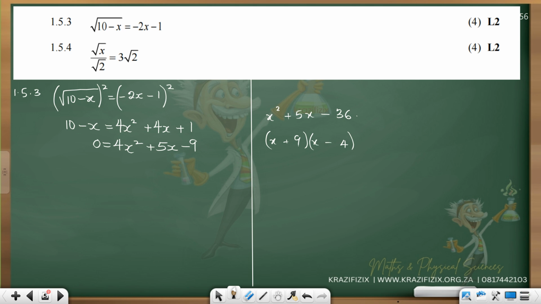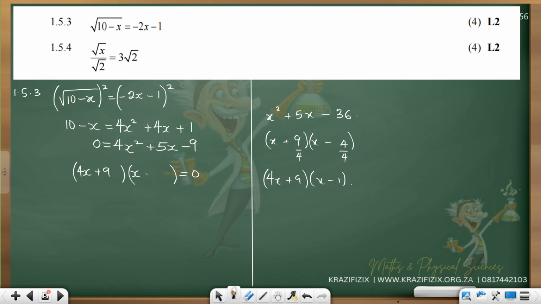Okay, 9 minus 4 is 5. Remember, we're multiplying by 4, so what do we do? We divide by 4. This gives us 4x plus 9, and this gives us x minus 1. You know the drill already. Okay, so 0, or we can just conventionally now, we can put it back.